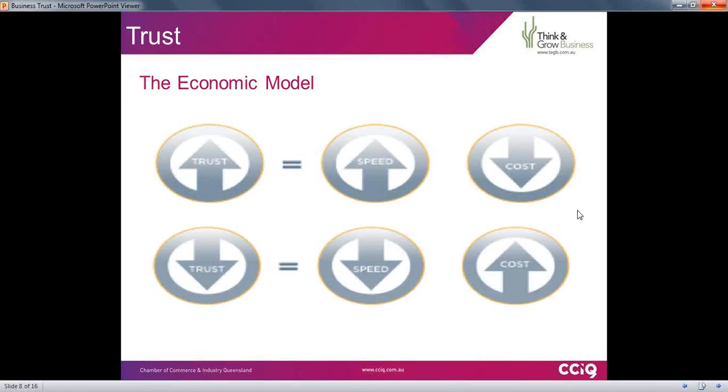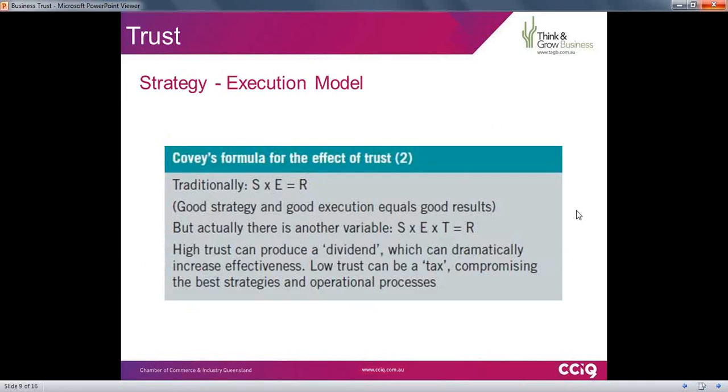But there's another model that I just want to share with you as well, and this is the strategy and execution model. Once again, those models come out of that Covey book that I was telling you about. It's called The Speed of Trust. And he followed that up with a book called Smart Trust. So they're both incredibly good reads about how you can really build it and take advantage of the trust equation.